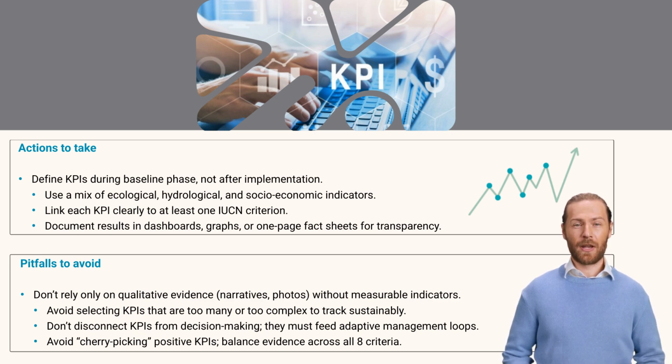Another important pitfall is disconnecting KPIs from decision-making. Monitoring results should actively feed into adaptive management loops. Finally, it is important to avoid cherry-picking only positive indicators and instead maintain a balanced assessment across all 8 criteria of the IUCN Global Standard.